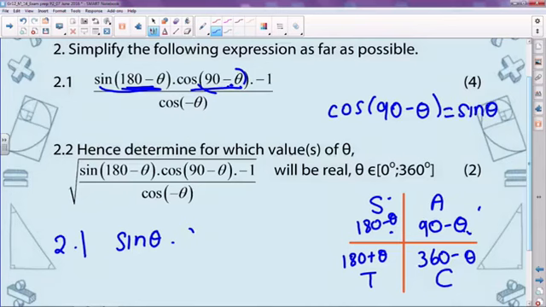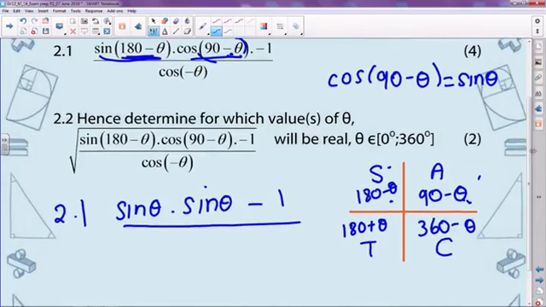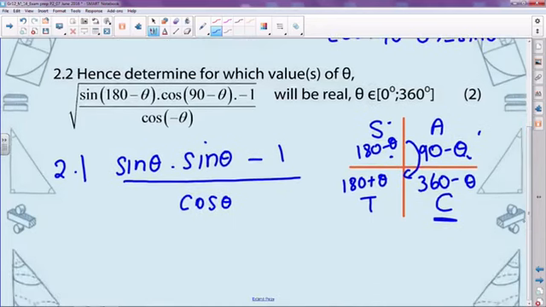So it's going to be times sine theta in the numerator, minus 1. And that's all over cos of negative theta. Now remember, your negative acute angles will end up in the fourth quadrant because you start going around in the opposite direction. So cos of negative theta ends up in the fourth quadrant where cos is positive. Therefore, cos of negative theta will be cos theta. So I end up with sine squared theta minus 1 in the numerator, divided by cos of theta.